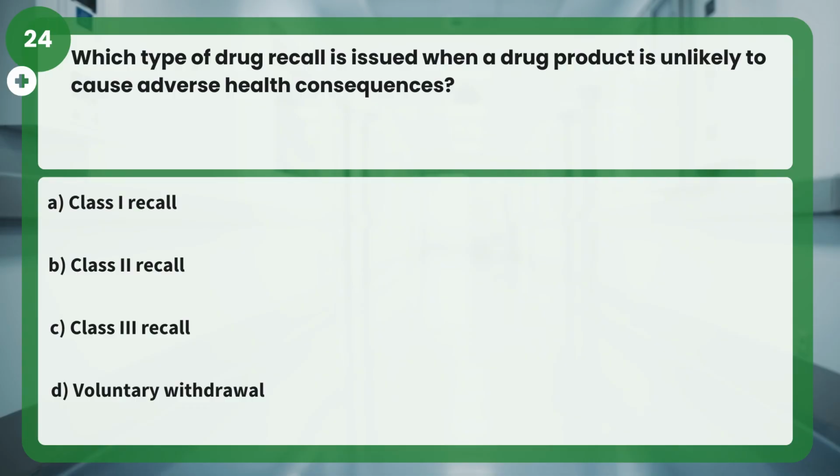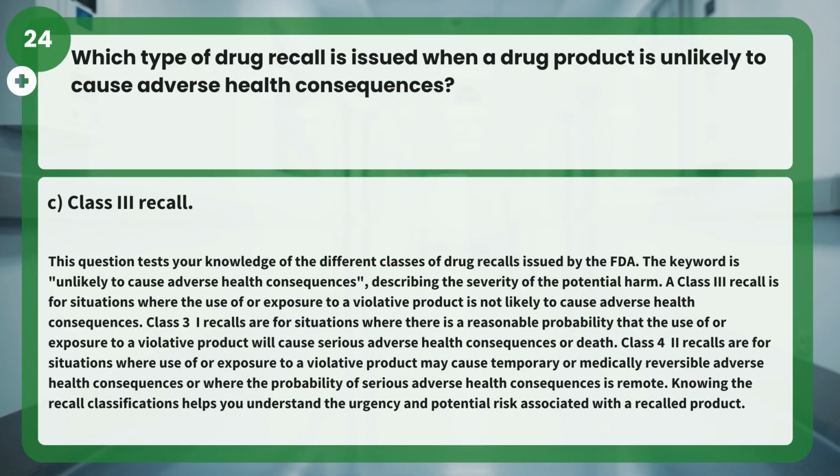Question 24. Which type of drug recall is issued when a drug product is unlikely to cause adverse health consequences? A. Class 1 recall. B. Class 2 recall. C. Class 3 recall. D. Voluntary withdrawal. Answer: C. Class 3 recall.